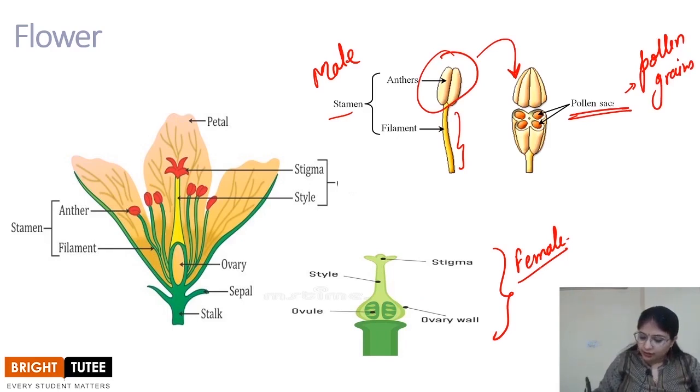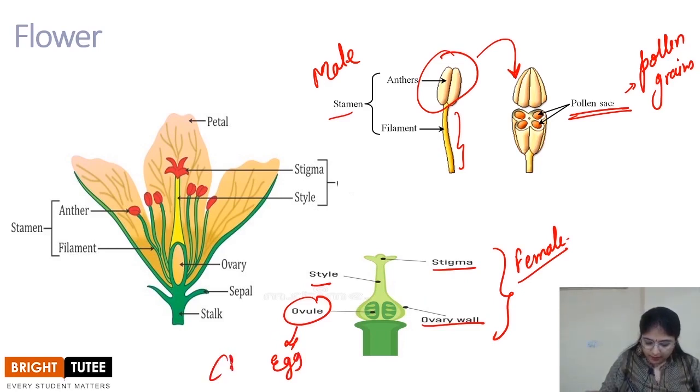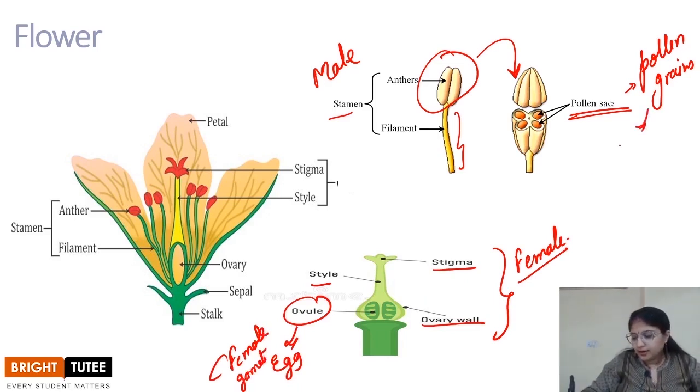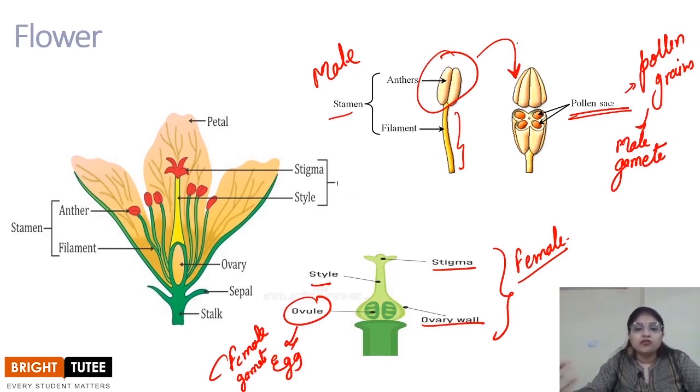And in this anther there is a pollen sac where the growth of pollen grains takes place, right? And on the other hand, over here we have the female part, where we have stigma, style and ovary, which contains ovule and which contains the female gamete called the egg, right? So the egg is the female gamete, whereas the pollen grains contain the male gamete, right? So when we say male and female gamete, these are the gametes which fuse together to give rise to a new plant, right? How this happens, we are going to study in detail.